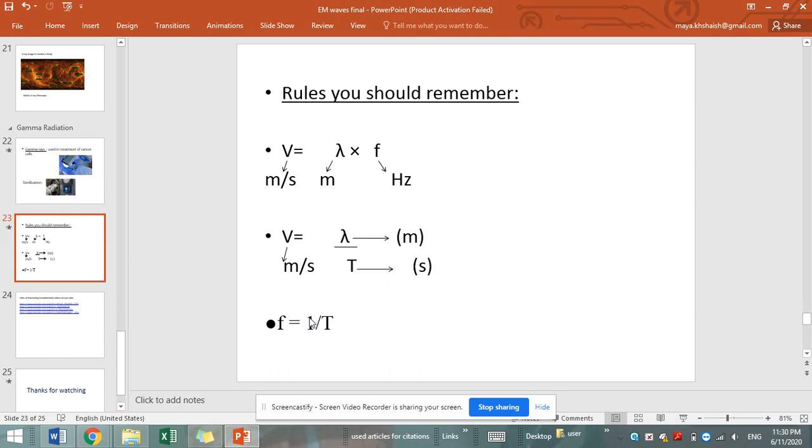And that's it. Now for the rules, just like all other waves, you can apply v equals lambda times f, and this formula could be written as v equals lambda over period T. So it depends on what you're given. You use the formula that is appropriate, and f is 1 over T.